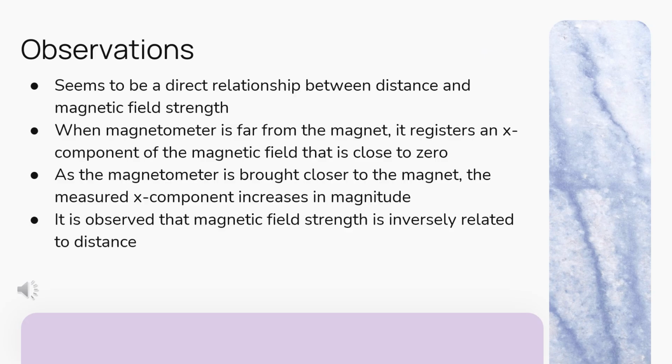The observation for that is that there seems to be a direct relationship between distance and magnetic field strength. When the magnetometer is far from the magnet, it registers an X component of the magnetic field that is close to 0. As the magnetometer is brought closer to the magnet, the measured X component increases in magnitude, so it's observed that the magnetic field strength is inversely related to distance.